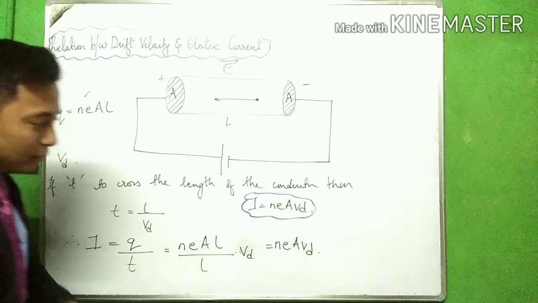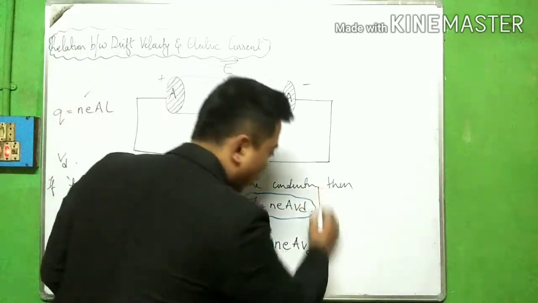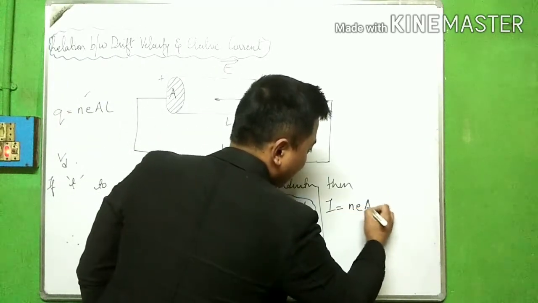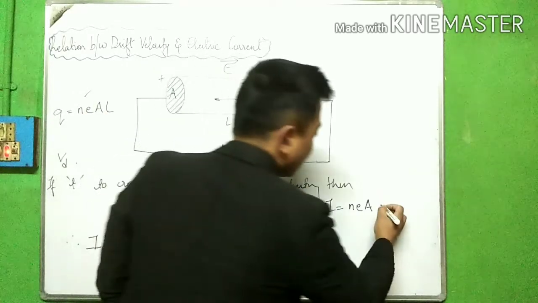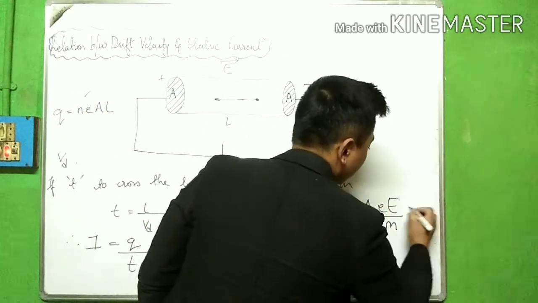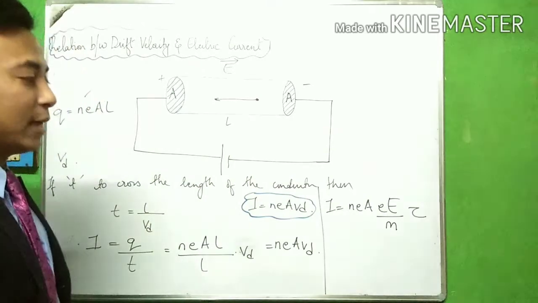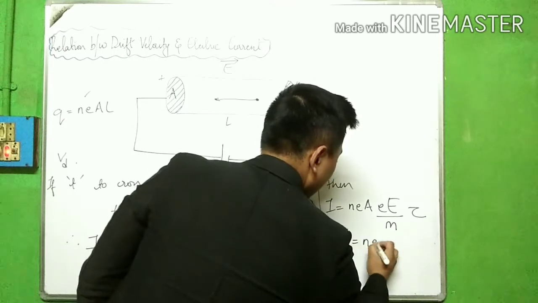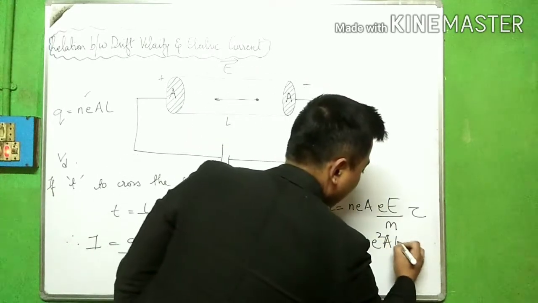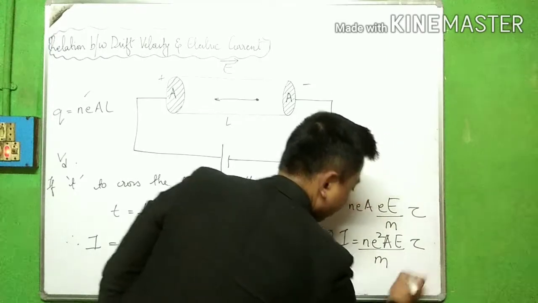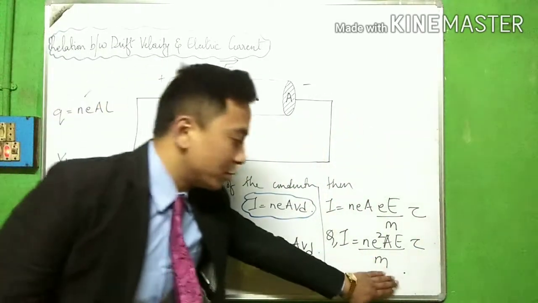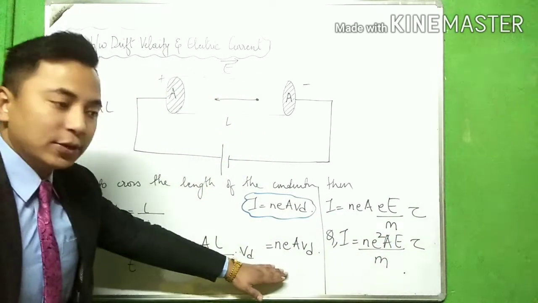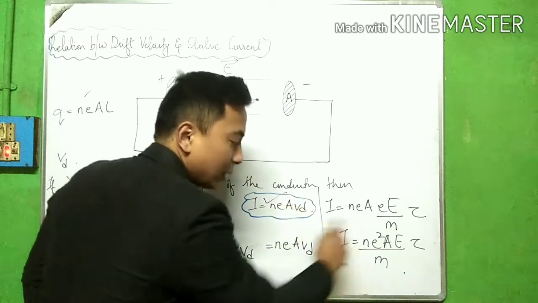So, have you understood? Now we will do something a little interesting. This is the relation, and this is what you have to remember: N e A Vd. So what else? I is equal to N e A Vd. What was the value of Vd that we derived earlier? e E by m tau, where tau is the average relaxation time of all the free electrons. Putting it in, I is equal to N e square A E tau by m. So you get your own relation, your expression in terms of relaxation time and in terms of mass of the electron.